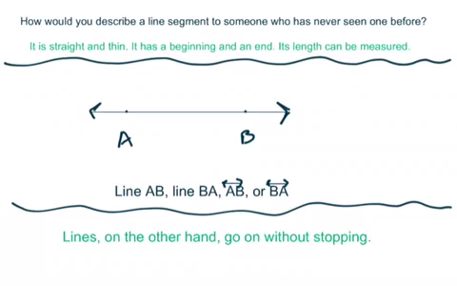Okay. So if you were going to describe a line segment to someone who's never seen one before, what would you say? Pause the video, jot your thoughts. I hope you would say something along these lines. It's straight, it's thin, it has a beginning and an end, and its length can be measured. Again, that's a line segment that we're talking about. Okay. If you didn't have any of those things, add those to what you had in your notes about a line segment.